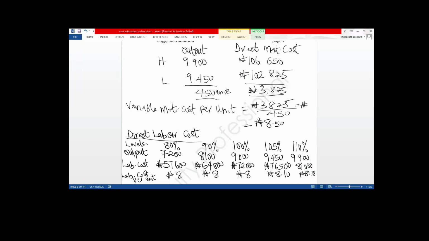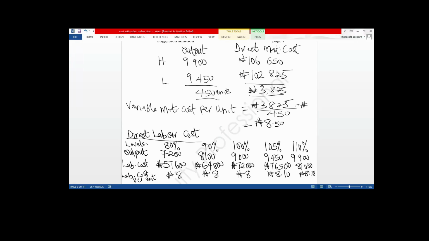Okay, you are right. If you look at this, the comment will be: if the production is within 100%, the direct labor cost per unit is constant at 8 naira. As soon as production exceeds 100%, direct labor cost per unit increases. This could be as a result of overtime payments. Do you understand it, please?